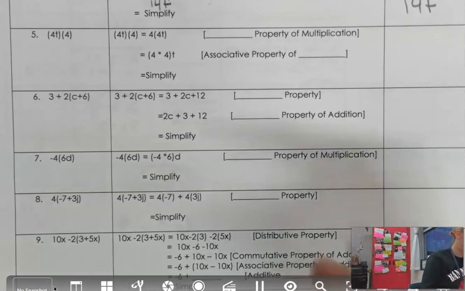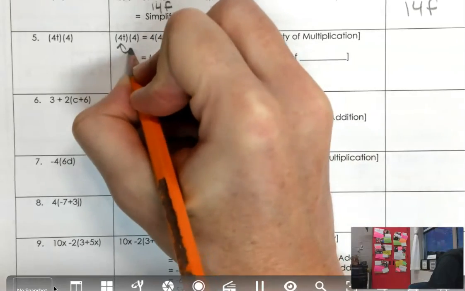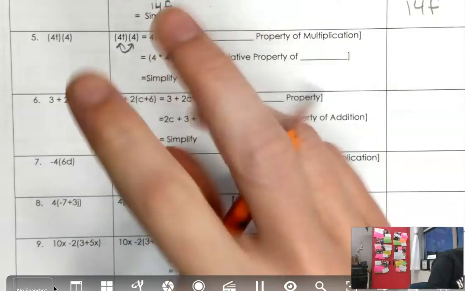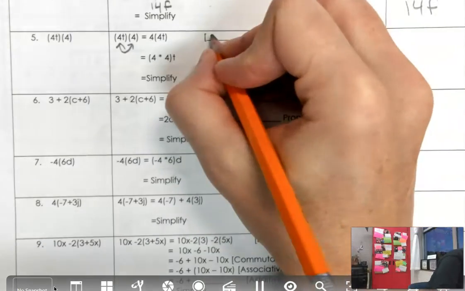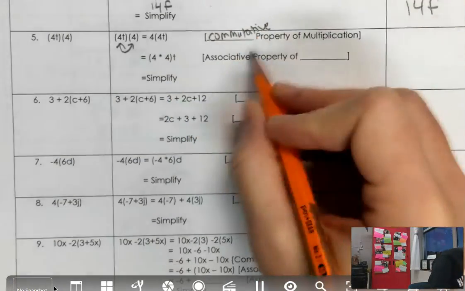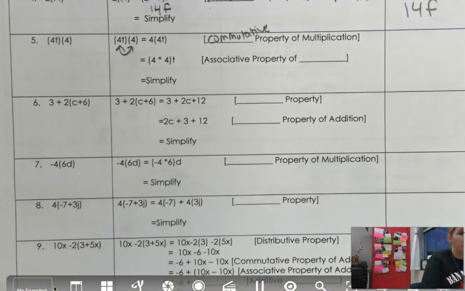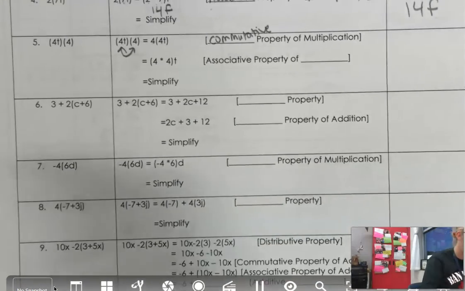All right. 4t times 4. Okay, so the first thing we want to do is switch this order around so that we can have the coefficient and the constant next to each other, right? So when we change the order of something, we are calling that commutative property of multiplication. So changing the order is commutative. Regrouping the groups is associative.